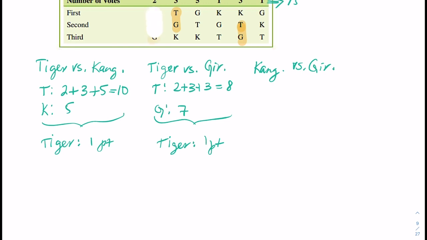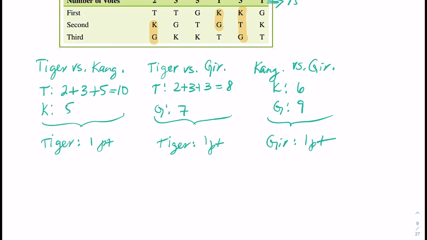And then last but not least, I'm looking at the kangaroo versus the giraffe. So I want kangaroo and then giraffe. K and G, K and G, K and G, and I'm going to add up those points. Here I got 2 plus 1 plus 3, so that gives me 6 for the kangaroo, and then 15 minus 6 gives me 9 for the giraffe. So here the giraffe won, and the giraffe was awarded a point.